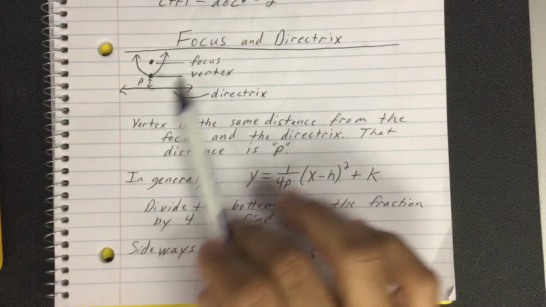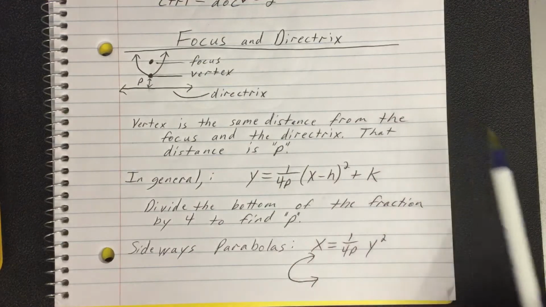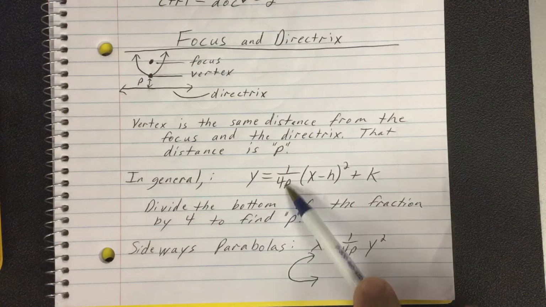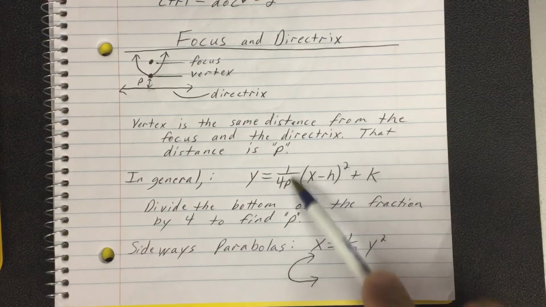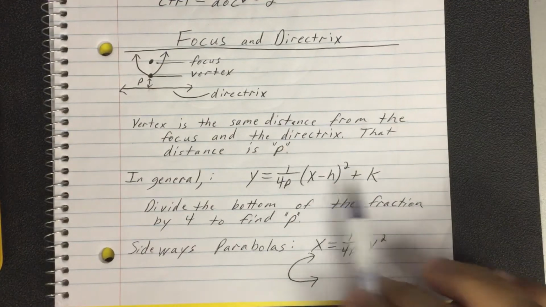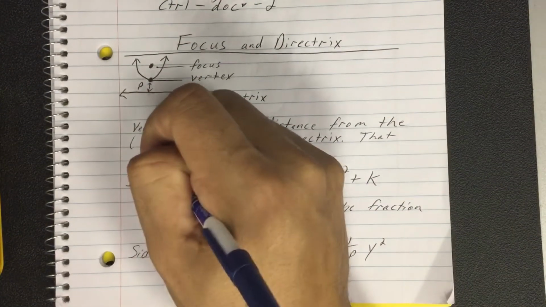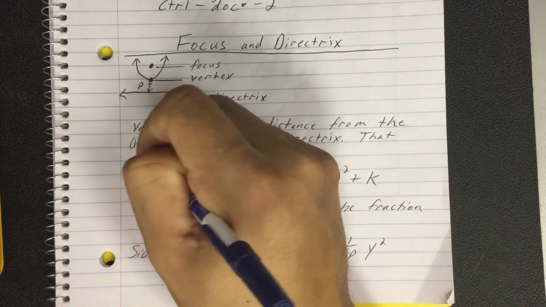Well, usually you could just count it if they give you points. If not, if they give you an equation, this is 4 times P on the bottom of this fraction right here. And then HK is my vertex, right? So again, we could put that over here for vertex is HK.